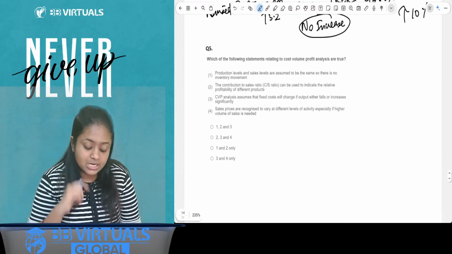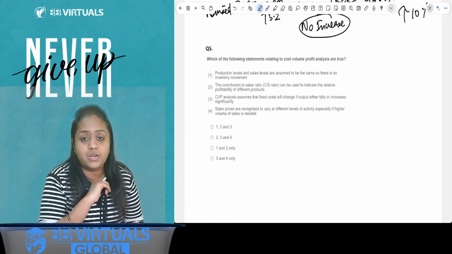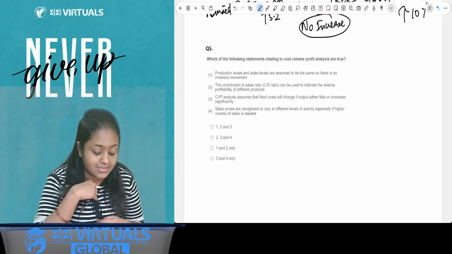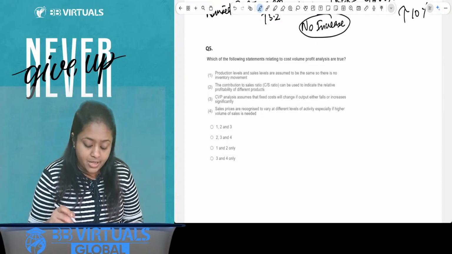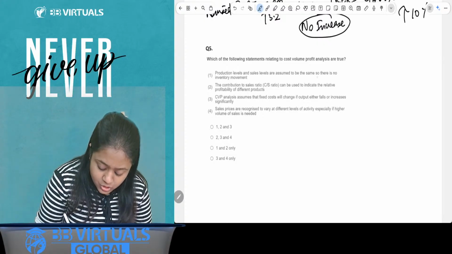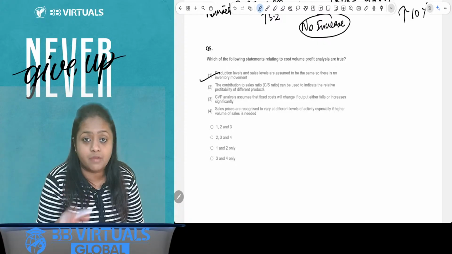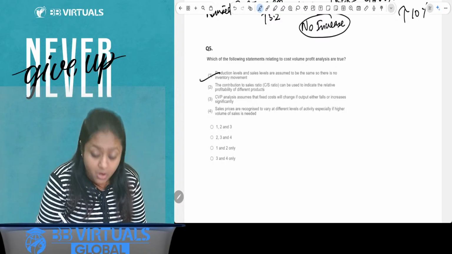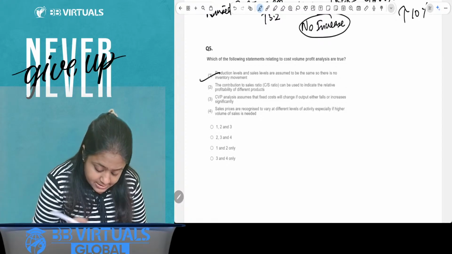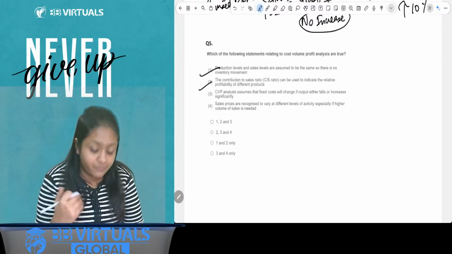Which of the following statements relating to the CVP analysis are true? Boss, what are the statements regarding the CVP analysis? Let's discuss here. Production levels and sales levels are assumed to be the same, so there is no inventory. Absolutely, it's the basic assumption that is covered here. Number two, the CS ratio can be used to indicate the relative profitability of different products. Yes, the relative profitability, absolutely, because we're comparing contribution with sales.